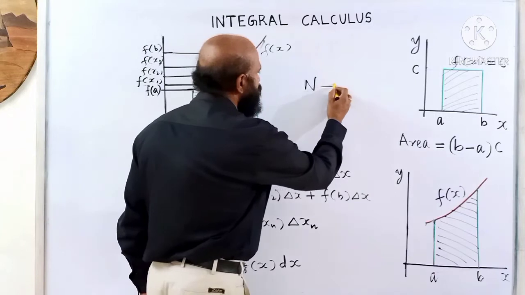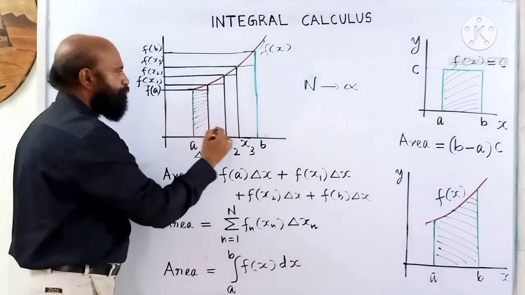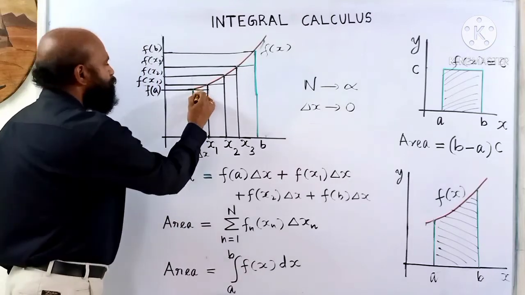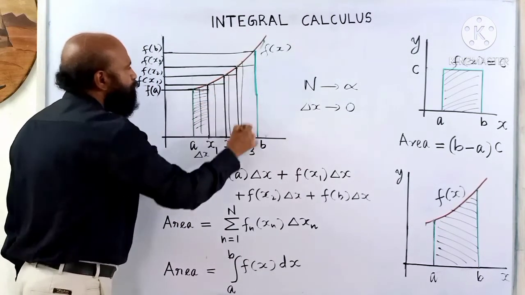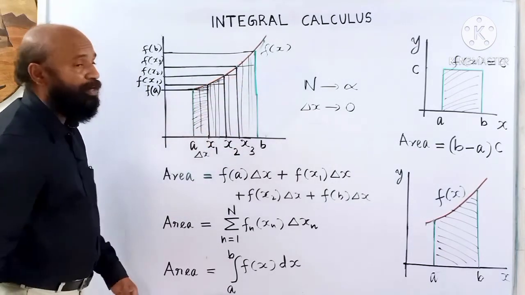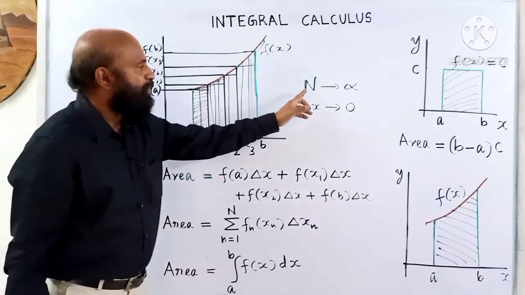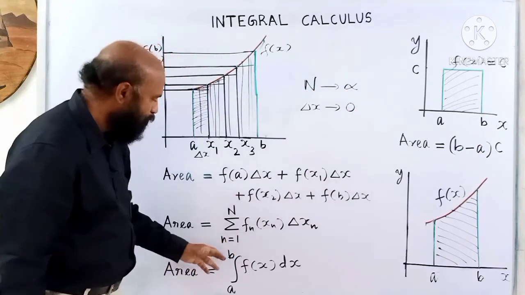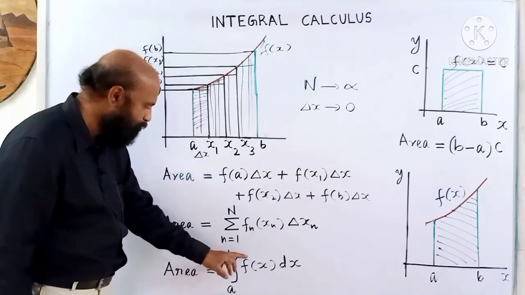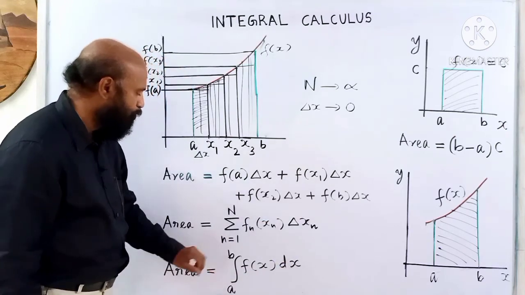Suppose this n tends to infinity, then delta x tends to 0. So now you divide it into an infinite number of strips. Now the evaluated area becomes more accurate, you can see that this gap is becoming smaller. Then when n tends to infinity, delta x tends to 0, this summation will become integration. So the area under this graph is now the integral of f of x dx, instead of delta x now dx, from a to b.